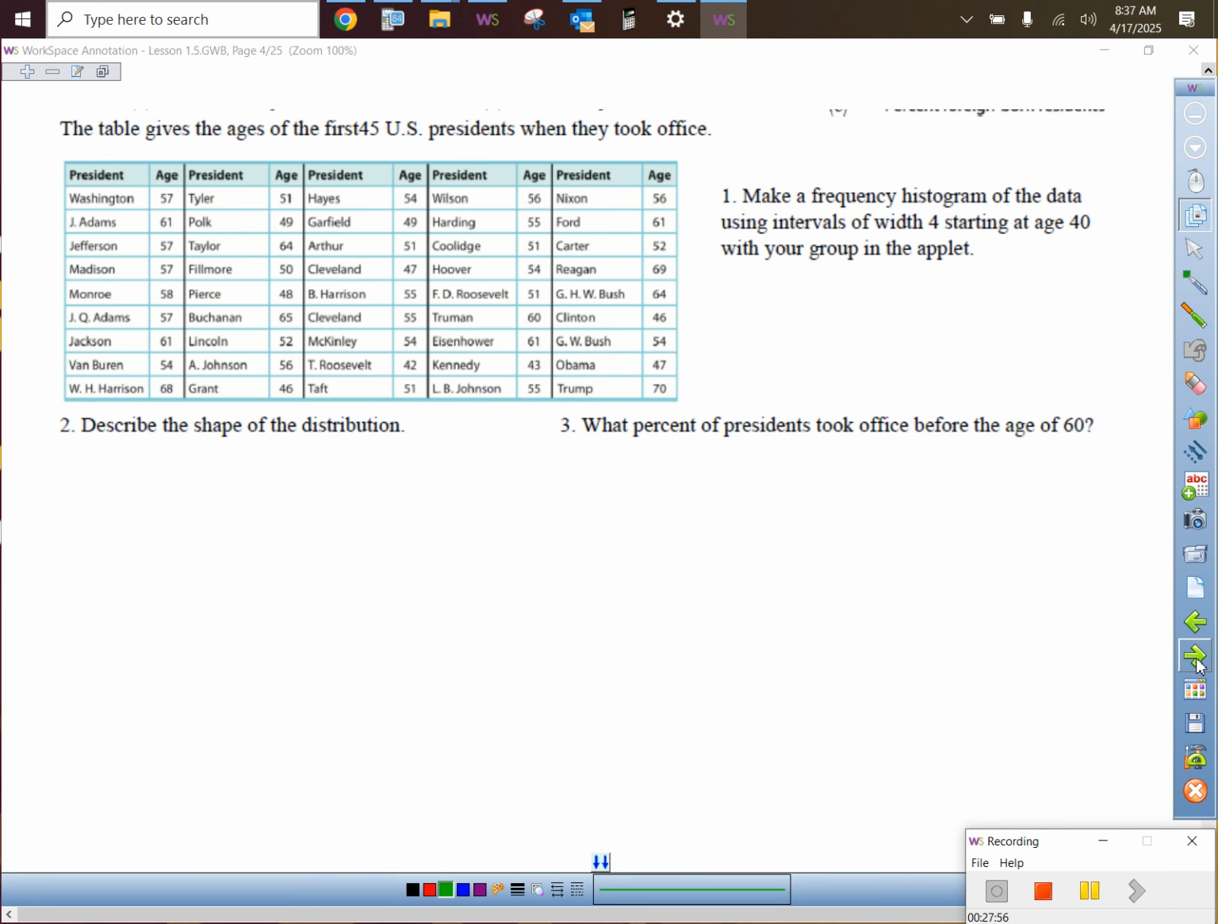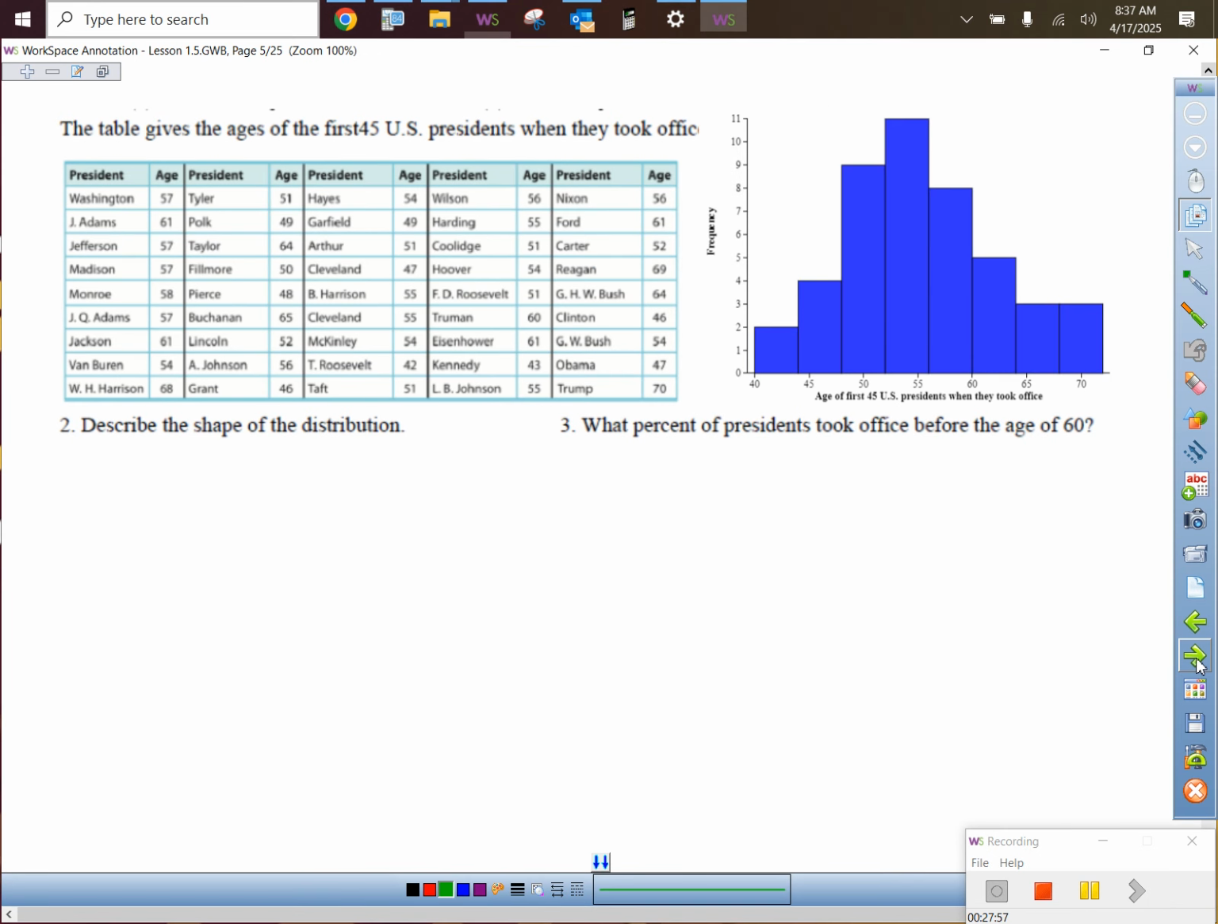If we copied and pasted all that in, that's what the histogram would look like. Sorry, I just switched screens on you right there, but that's the histogram. Let's describe the shape of it. Do you think that's fairly symmetric, skewed left, skewed right, uniform, or bimodal? What would you call that? Tell your neighbor. What do you think? I would call that fairly symmetric. So that is fairly symmetric.